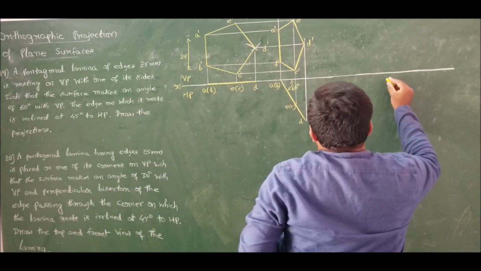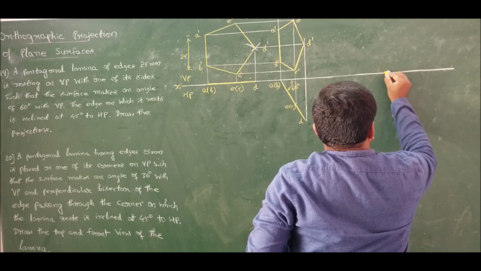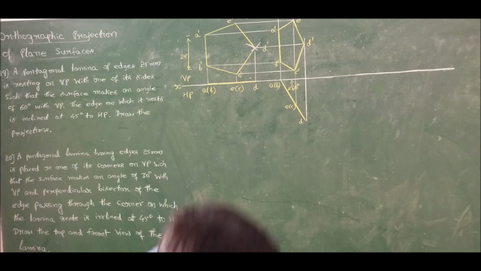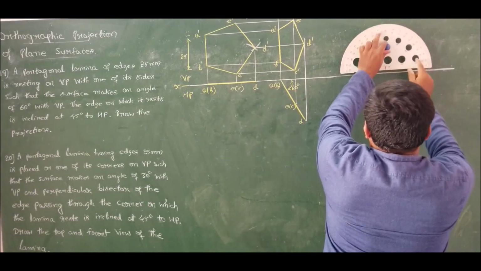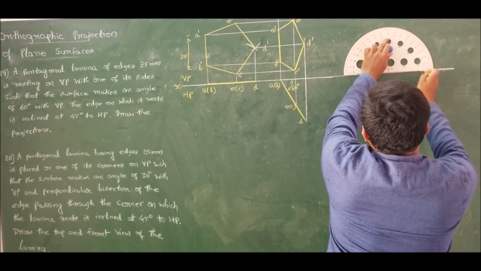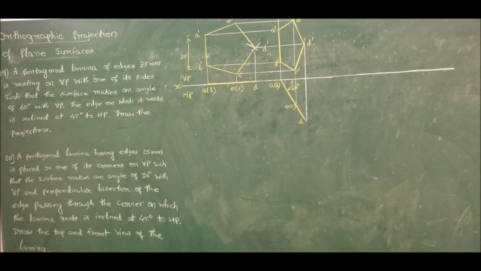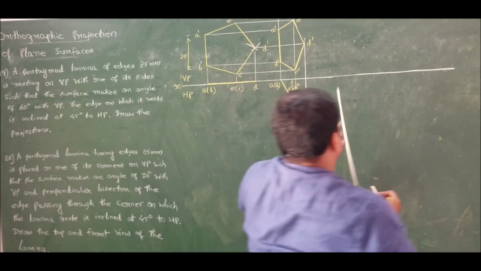So now let me draw a 45 degree line. Draw 45 degree line and incline AB dash on it. Let me draw 45 degree line for reference.